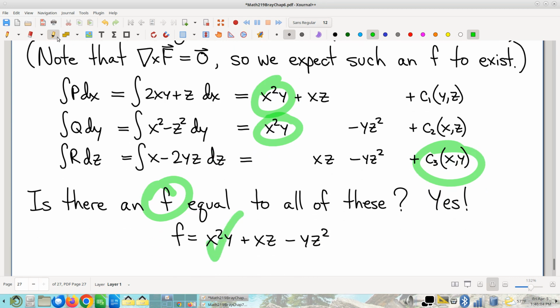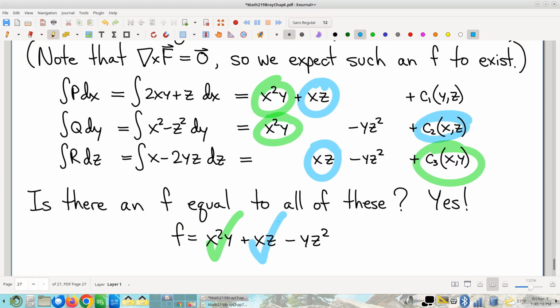And then let's see here. Let me get my colors straightened out there. What about the xz? I see xz's there and there. And you know what? xz could be that function, couldn't it? Right now, all three expressions have xz in them. And then lastly, we have a minus yz squared there. And sure enough, it could be that C1 function as well.